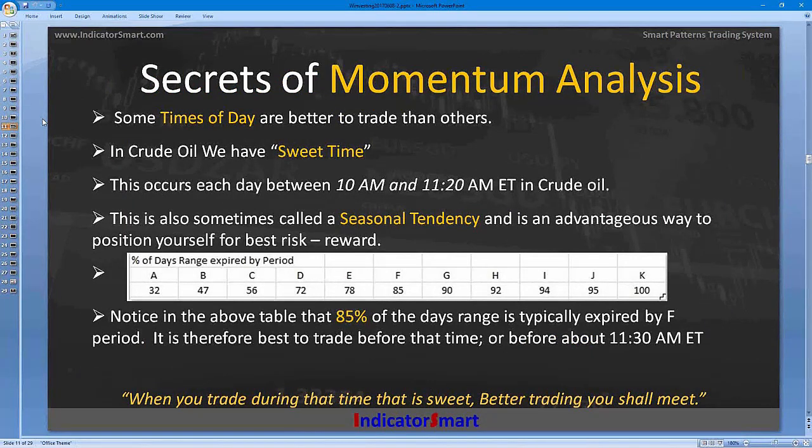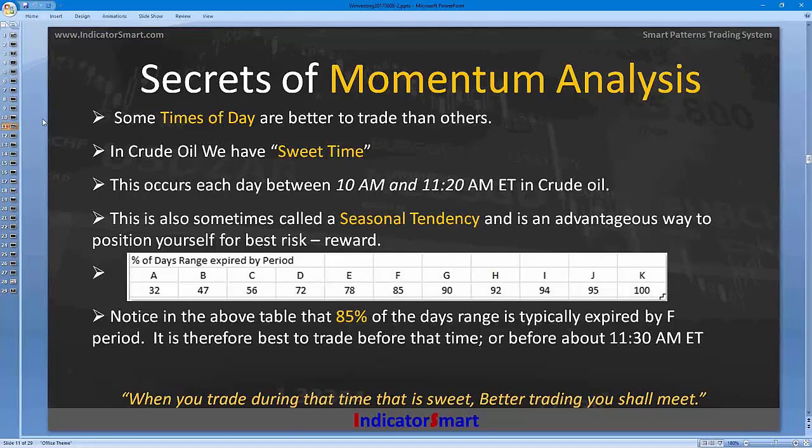Now some times of day are better to trade than others. There's a sweet time. In crude oil, I call it sweet time. I actually call it sweet time in other markets too. I think, for example, just off the top of my head, if you take a market like the Russell, we have another tool we use. I'm not covering it today. It's called the 3-period probability walk analysis.